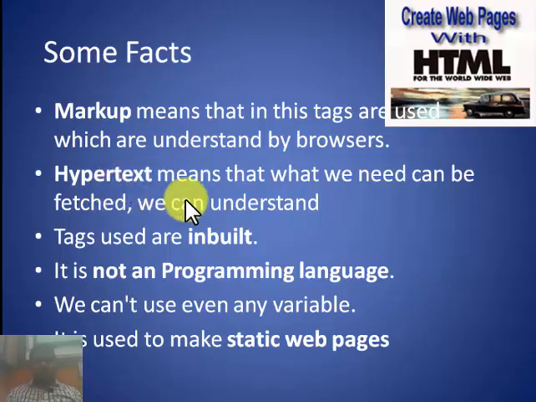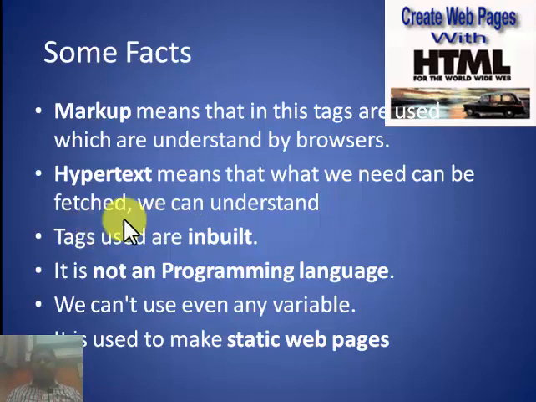Next is hypertext. Hypertext means that what we need can be fetched and understood. There are different links on the website. To get particular information, you just click the links and you can go to the particular website. You do not need to visit the entire website to fetch any particular information. The information you require, you just click on the buttons and you will fetch that information.